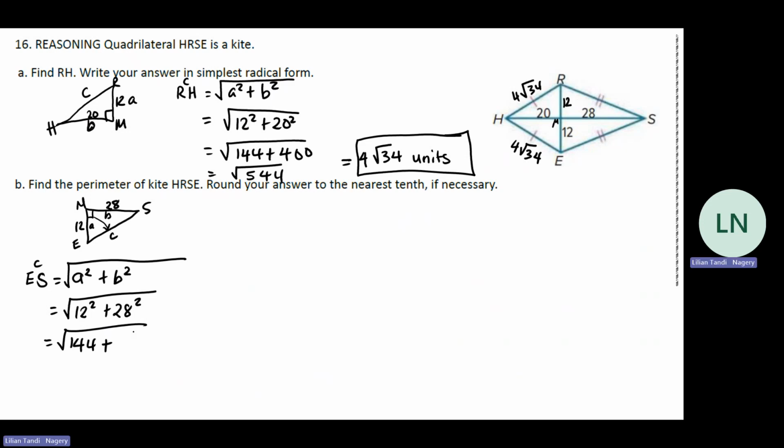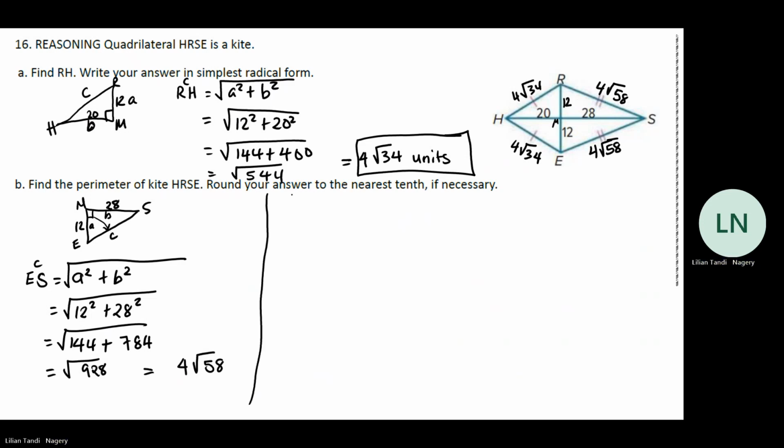Oh yeah, 8 times 8 is 64. Okay, 784. Then 784 plus 144 is 928. So the square root of 928 should be 4 square root 58. But this one is not our answer. This one is just going to help us get to our answer. So we write here 4 square root 58, 4 square root 58.